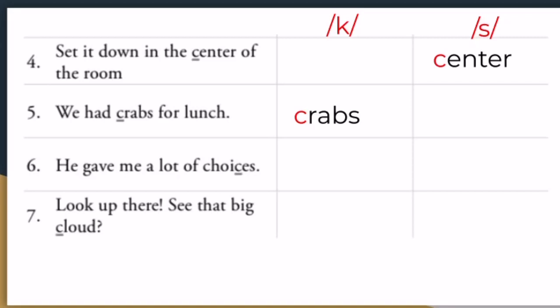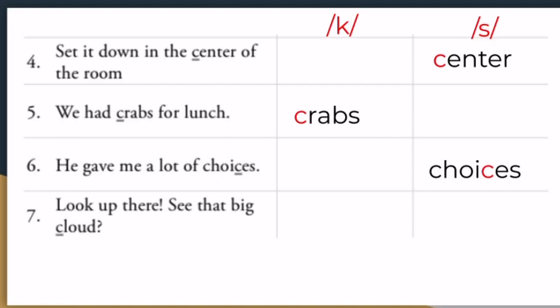Number 6, he gave me a lot of choices. This word's a little tricky because where they underlined it, the C was towards the end. Because remember, CH says ch, so that makes a whole different sound. So if we're looking at the word choices, what sound do you hear at the C at the end, a K or S? Right, you hear the S sound.